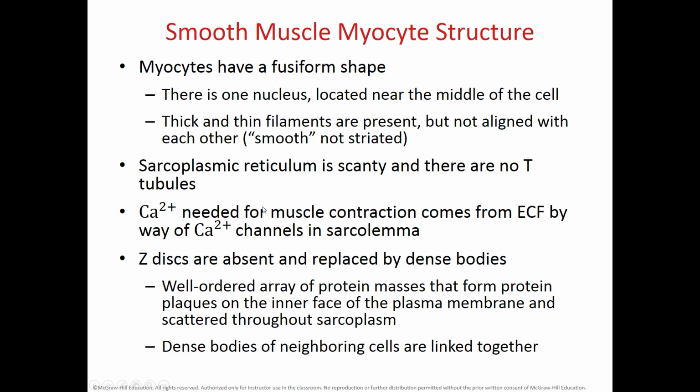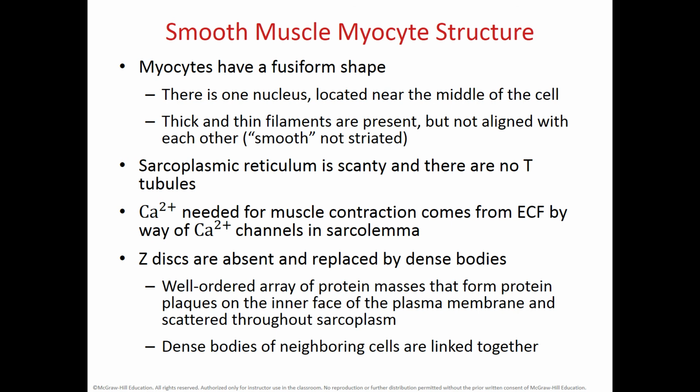So what is the name of the smooth muscle fiber cells? Myocytes. They have a fusiform or spindle shape. They have only one nucleus, located next to the middle of the cell, and they have thin and thick filaments, but they are not aligned or overlapping each other as in the skeletal muscle fibers. And the sarcoplasmic reticulum is scanty, and there are no T-tubules.